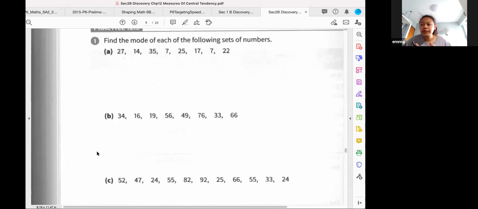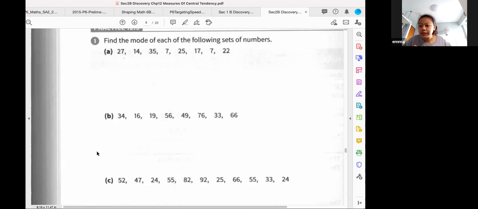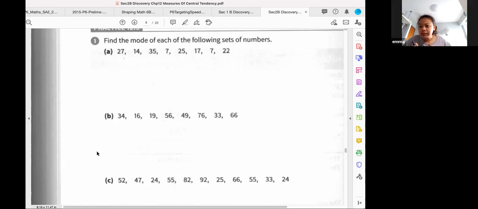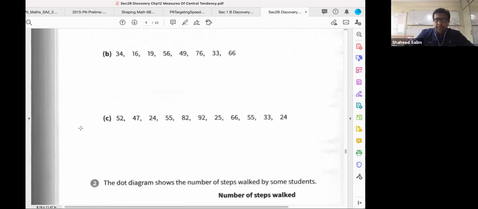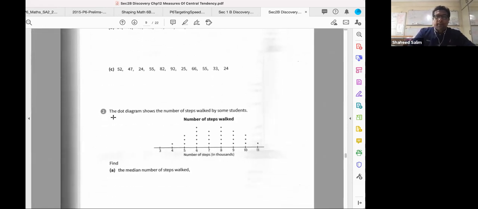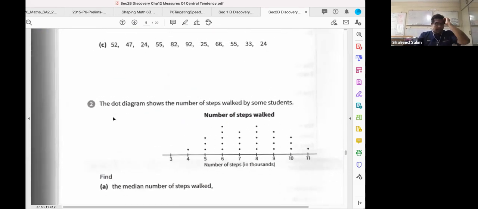Don't have. Good. C? 55. And 24. Okay. See, even though this is mode, they revise the earlier parts. So they say find the median number of cells.